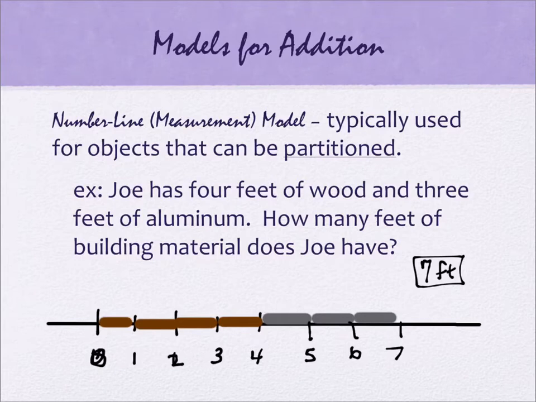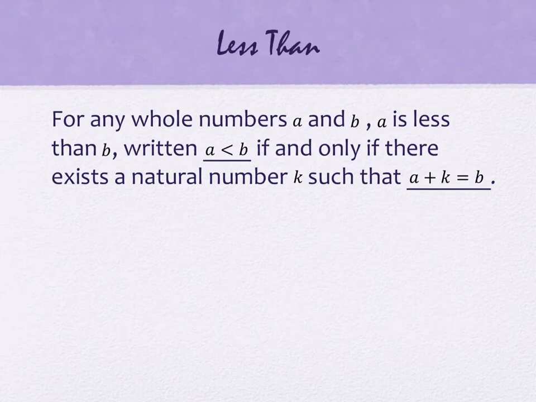All right, so some other things to do with whole numbers. When we talk about whole numbers, we have the concept show up of less than. We also have the concept of greater than. We're only defining one of them. Your book does. It actually talks about the greater than in the homework part of it, so you'll see that show up there. Less than means that if you have any whole numbers A and B, A is less than B, written as you've seen before with the less than symbol, if and only if there exists a natural number K such that A plus K is equal to B.